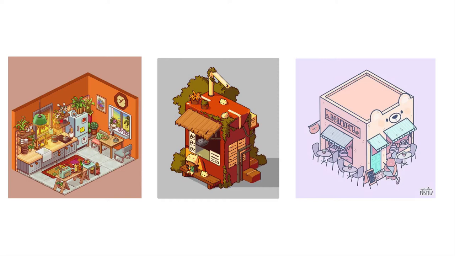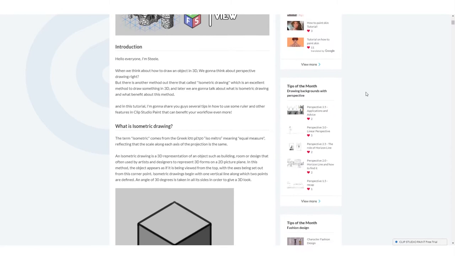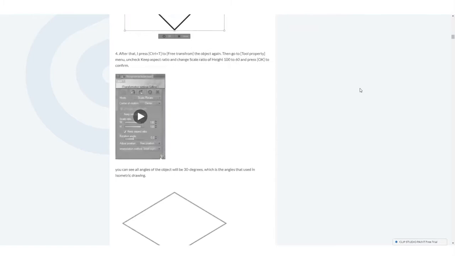Since I'm not very good with perspective in the first place, and being entirely new to isometric drawing, my first step was to go on Clip Studio Paint's vast asset library to see if there were any free assets out there to help me out.